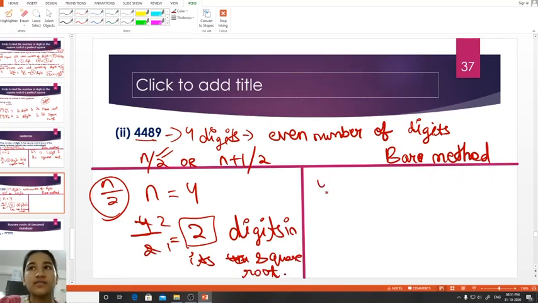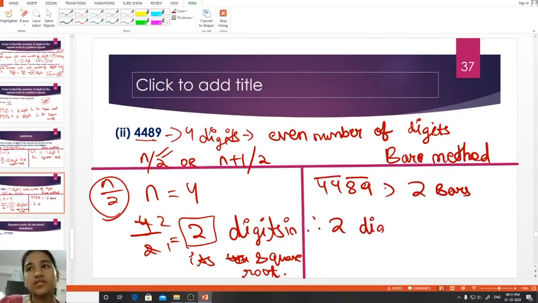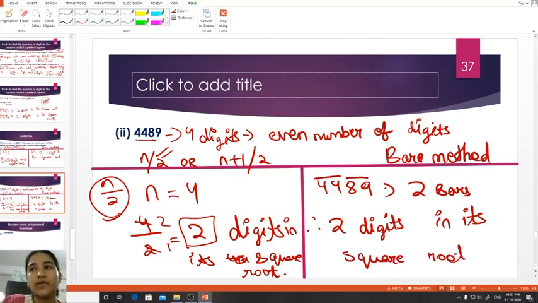Second is the bar method, 4489. We are going to group it. We get 2 bars. Therefore, 2 digits in its square root. Whichever method you apply, you are going to get the same answer.